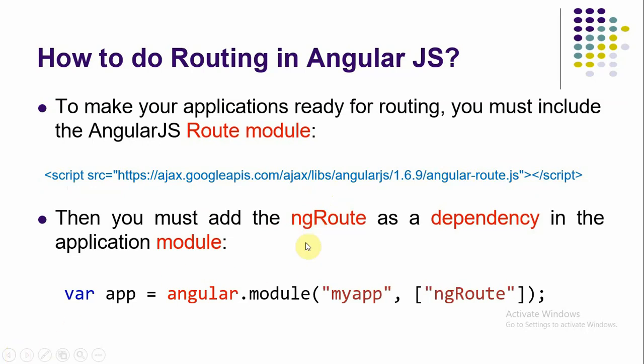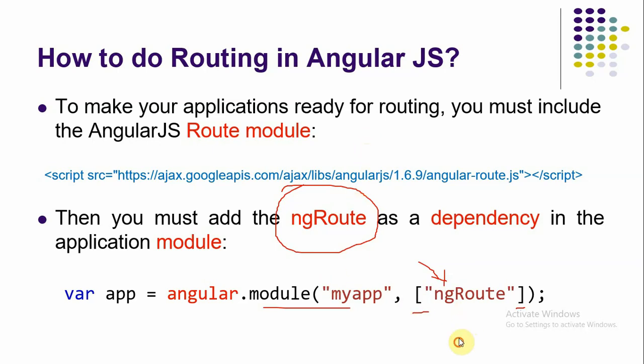There is a module called ngRoute. We can use it as a dependency for this routing behavior. When we create angular.module, there is a square bracket as the second parameter. This is the place where we add external dependencies, for example, external library functionality. Here, using ngRoute, we can include this routing functionality in our HTML web application.